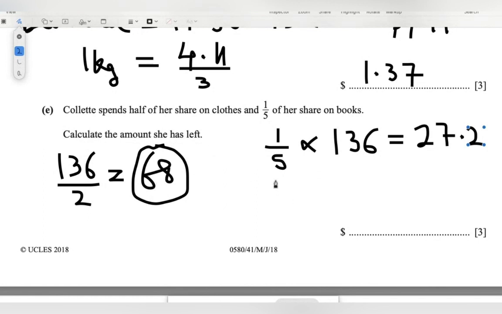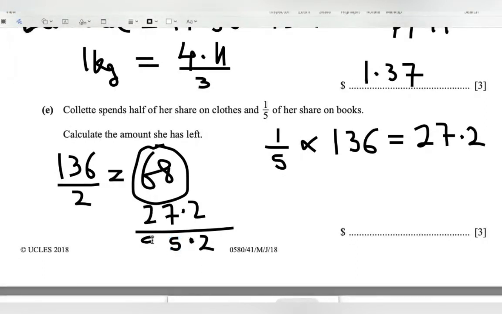So first of all, let's add together what she has spent. 68 plus 27.2. 68 is what she spent on clothes, which is half of her money. Plus 27.2. This gives us 0.2, then 5 here. Take 1, this plus this, 8 plus 1, 9. So she has spent 95.2. This is all the amount she has spent.